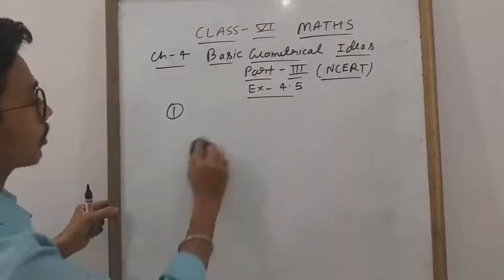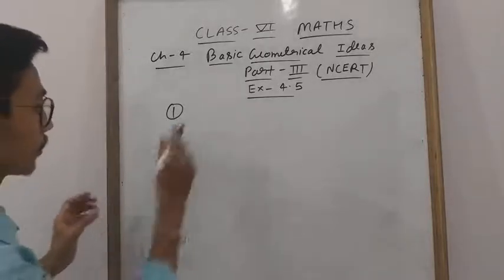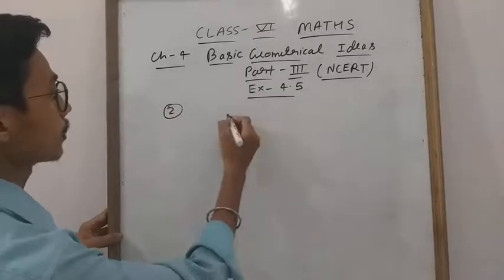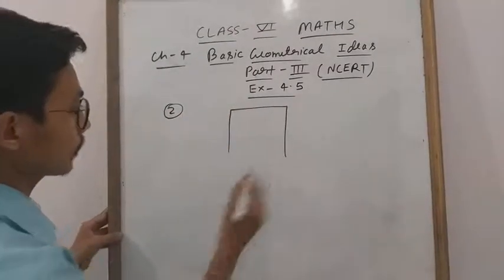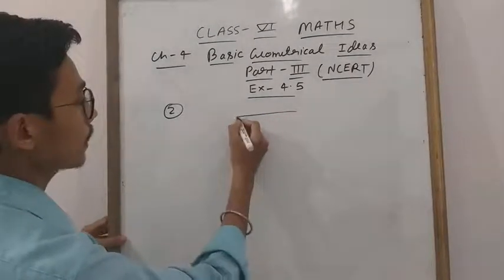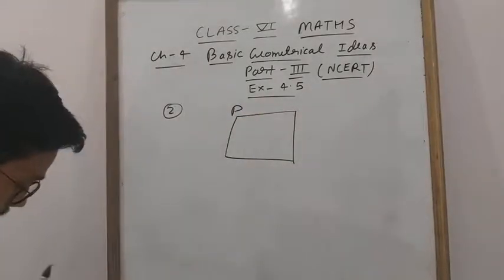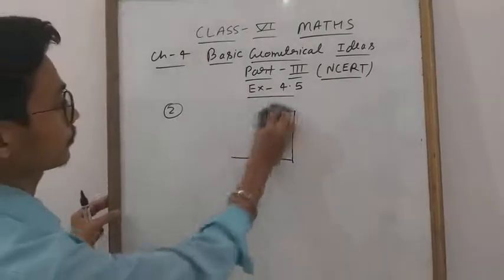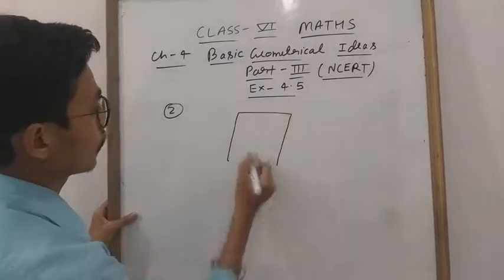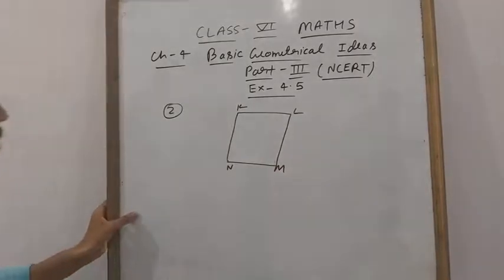Now move to question number 2. Question number 2 is given: draw a rough sketch of quadrilateral KLMN. So KLMN I am going to make like that. Quadrilateral is given now; it is not defined as a square or rectangle or anything else. So you will only make KLMN. Okay, student, this is your quadrilateral KLMN.